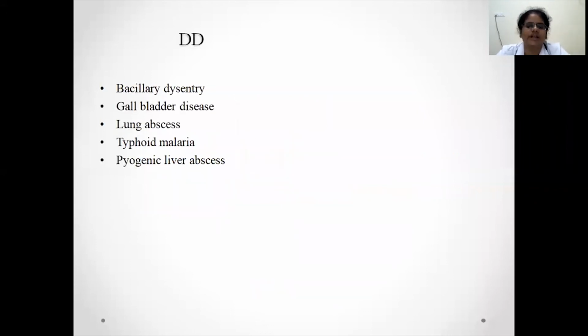What would be the differential diagnosis? So amoebic dysentery has to be differentiated from bacillary dysentery. The other, like patients presenting with right hypochondrial pain, associated cholelithiasis has to be differentiated, and lung abscess, typhoid, malaria, and the main other differential diagnosis would be pyogenic liver abscess.